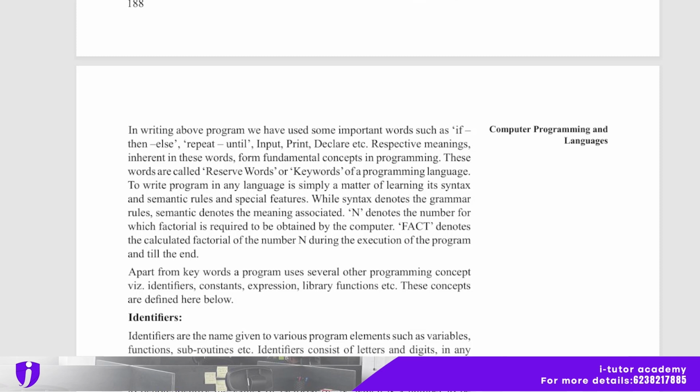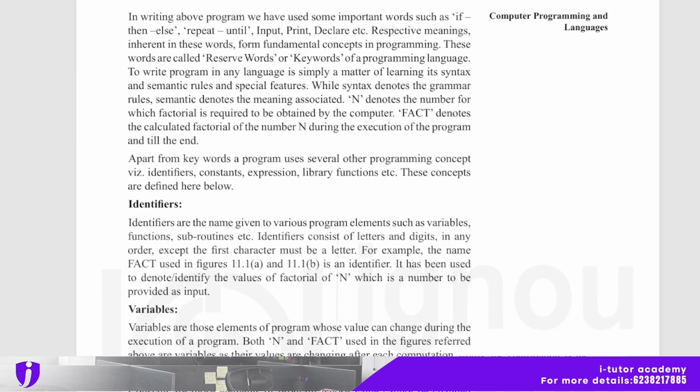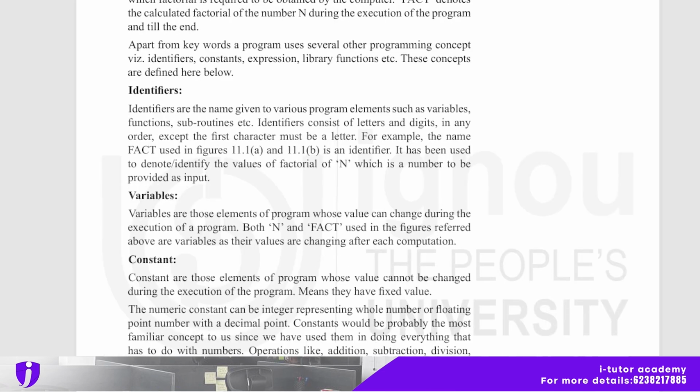To write a program in any language is simply a matter of learning its syntax and semantic rules and special features. While syntax denotes the grammar rules, semantics denotes the meaning associated. And n denotes the number for which the factorial is required to be obtained by the computer, and fact denotes the calculated factorial of the number n during the execution of the program until the end. Apart from keywords, a program uses several other programming concepts like identifiers, constants, expressions, library functions, etc. These concepts are defined below.